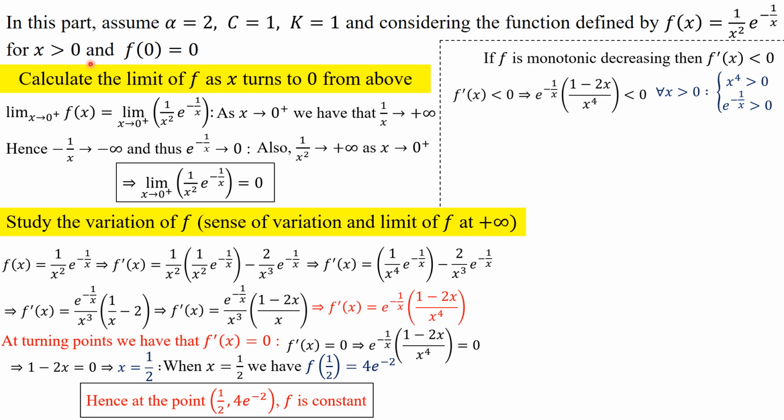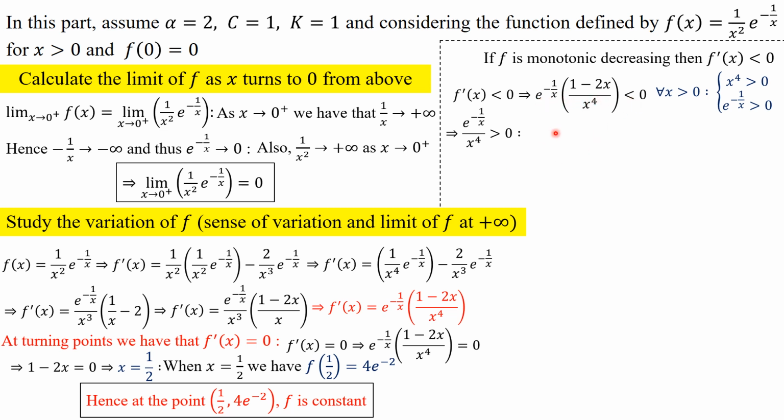Now, we're being told that x is greater than 0. So since x is greater than 0, it means that x raised to the power 4 is greater than 0. So the denominator is positive. Now, the exponential factor is also positive. So at the end, e raised to the power negative 1 over x divided by x raised to the power 4 will also be positive. So for all of this to be negative, just the numerator needs to be negative, since we are multiplying a positive number with a negative number.